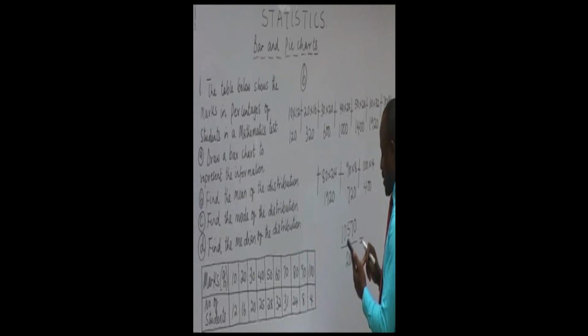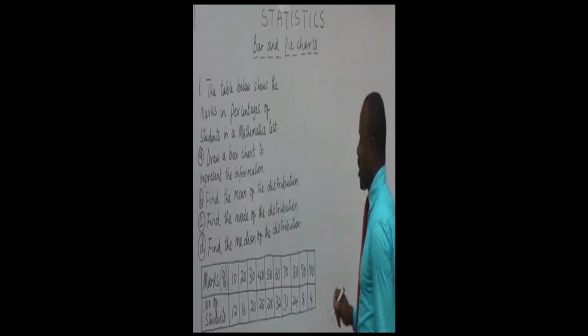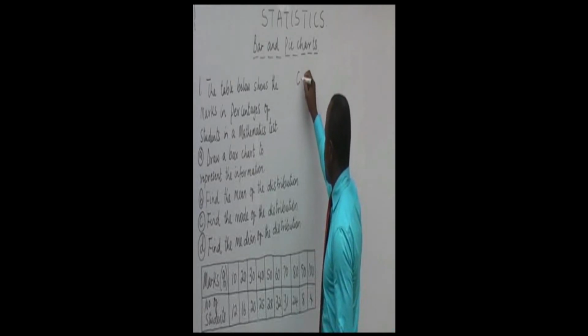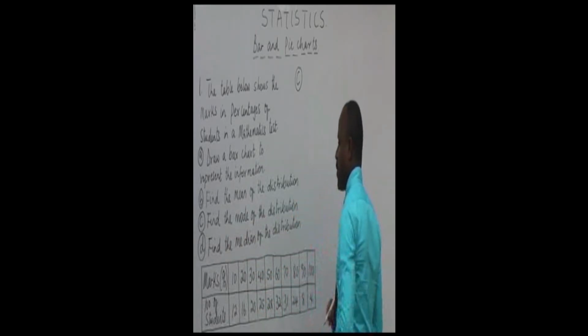Now divide 10570 divided by 200. It's giving me 52.85%. And that is the mean mark. We are going to clean off this and do question number C, which said that we should find the mode of the distribution. Now let's do question number C.